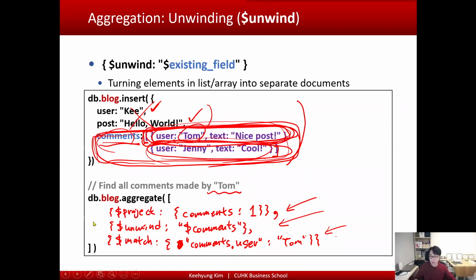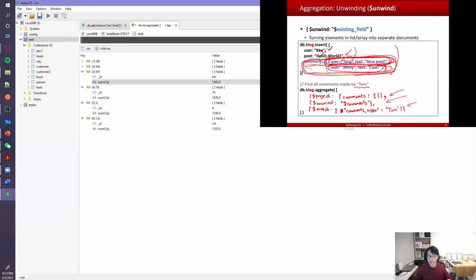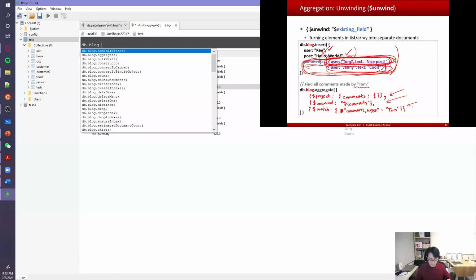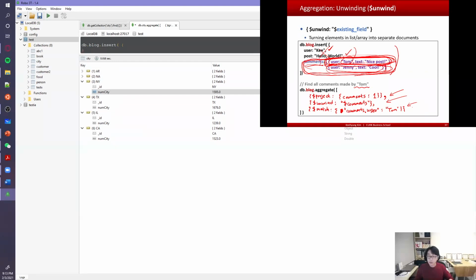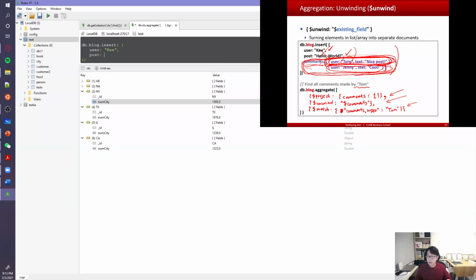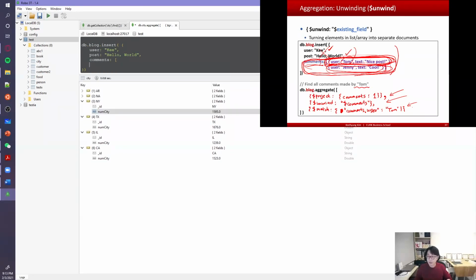So I think it's better to briefly show you how this works. So let me type this quickly in my MongoDB to show you how this works. So on the blog collection, I insert this document basically. The document contains user, key, post, hello world, and comments, which is a list.